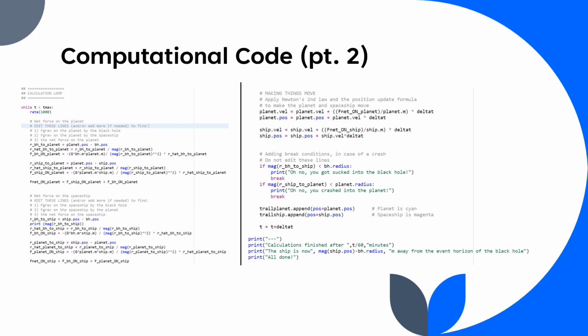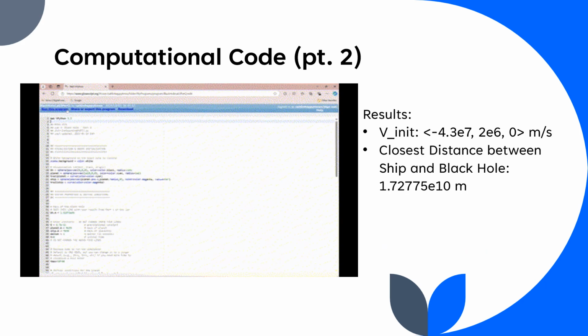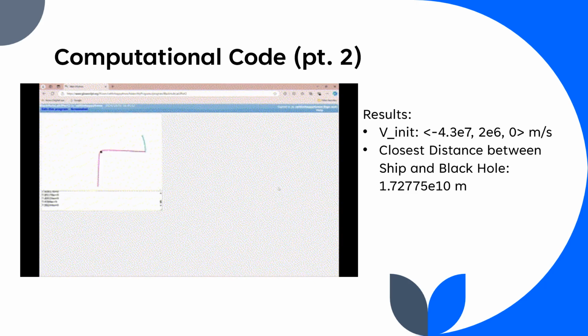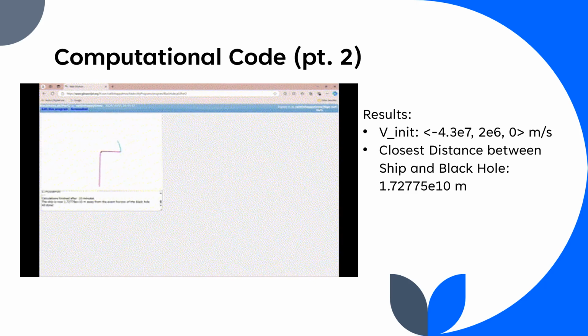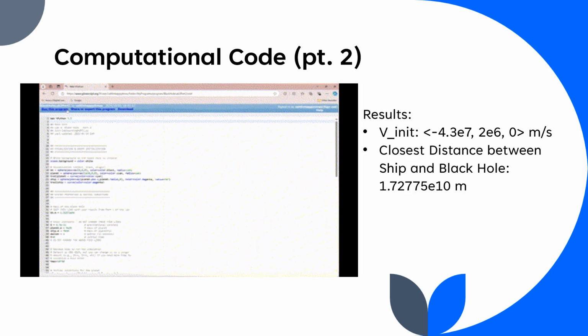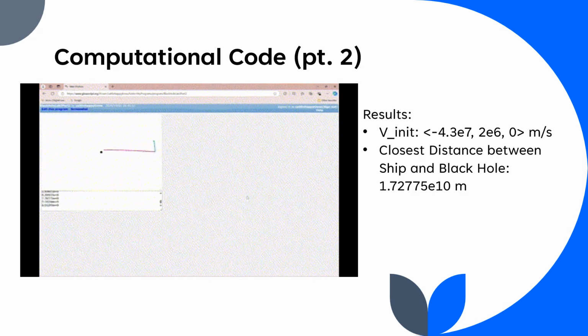Within our calculation loop, we coded for the net force on the planet and on the ship, along with applying Newton's second law and the position and velocity update formulas to make the planet and the ship move, though the initial velocity, as previously mentioned, is found through trial and error. Here is a result of my computational code for part 2 and some associated values. As we can see, the ship is shot out of the orbit of the black hole since the speed of our ship was greater than what was needed to escape. Some possible sources of error are again the rounded values that we have been using in the trial and error method that we used to get our initial velocity.